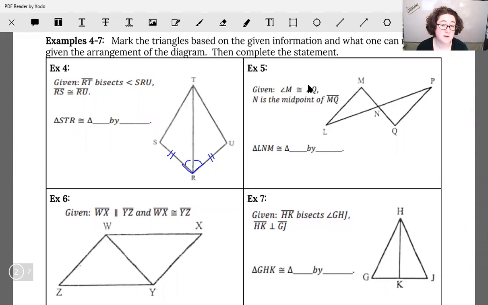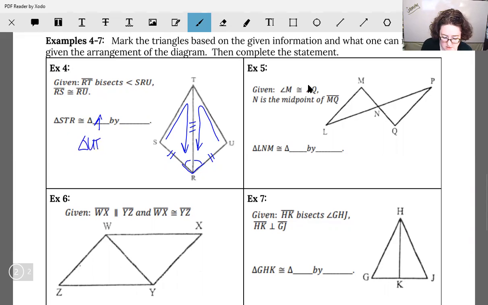Okay, do we have any shared information? We have our shared side in the middle. And so now we're ready to write our congruent statement and what rule we're using. Our first one is giving us the order of our triangle STR. So what order should I name the other one in? Go the same order. So that's going to be triangle UTR.